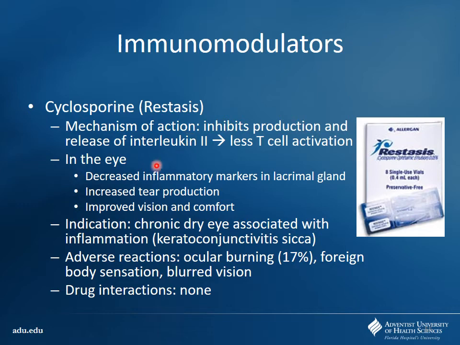So when you give it in the eye, you see decreased inflammatory markers, which is good. You have increased tear production and improved vision and comfort for your patients. So again, this could be something where if they fail other therapies, this is kind of a nice backup drug that you can potentially use. Again, you can see some ocular burning, some foreign body sensation, and blurred vision associated with this one. Other than that, it's pretty well tolerated. So Restasis is the brand name for that.